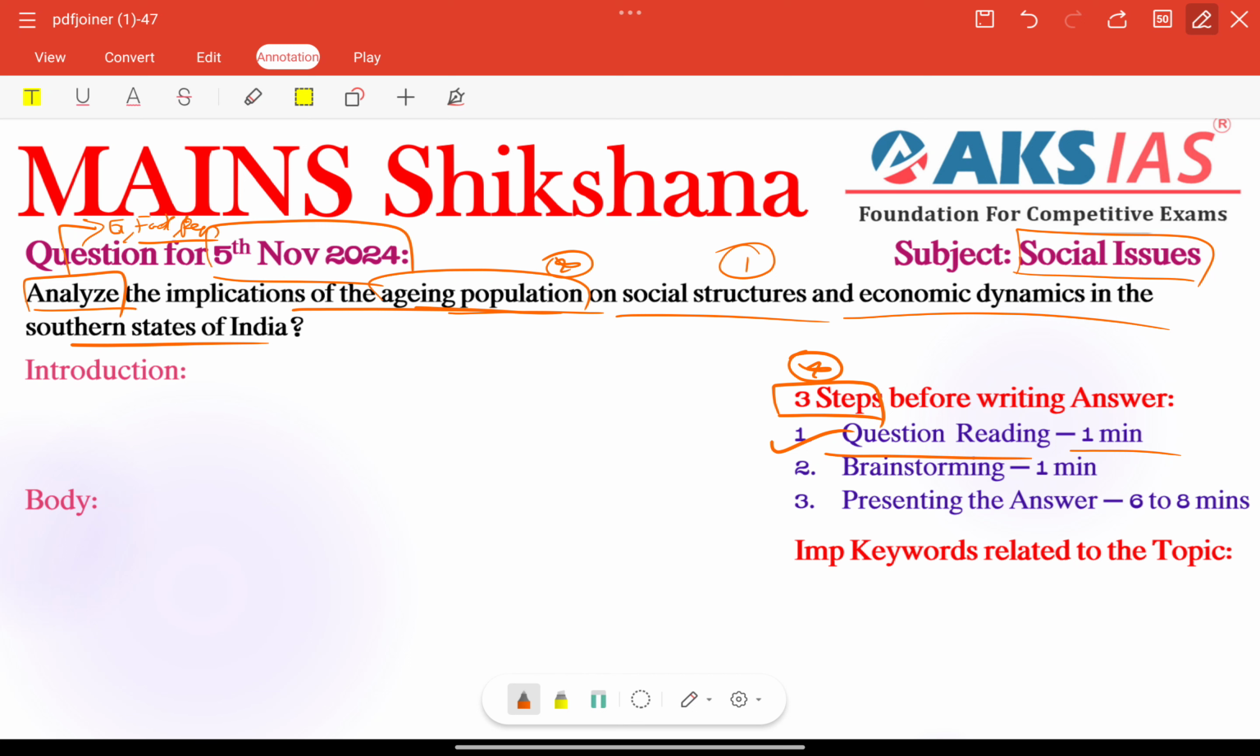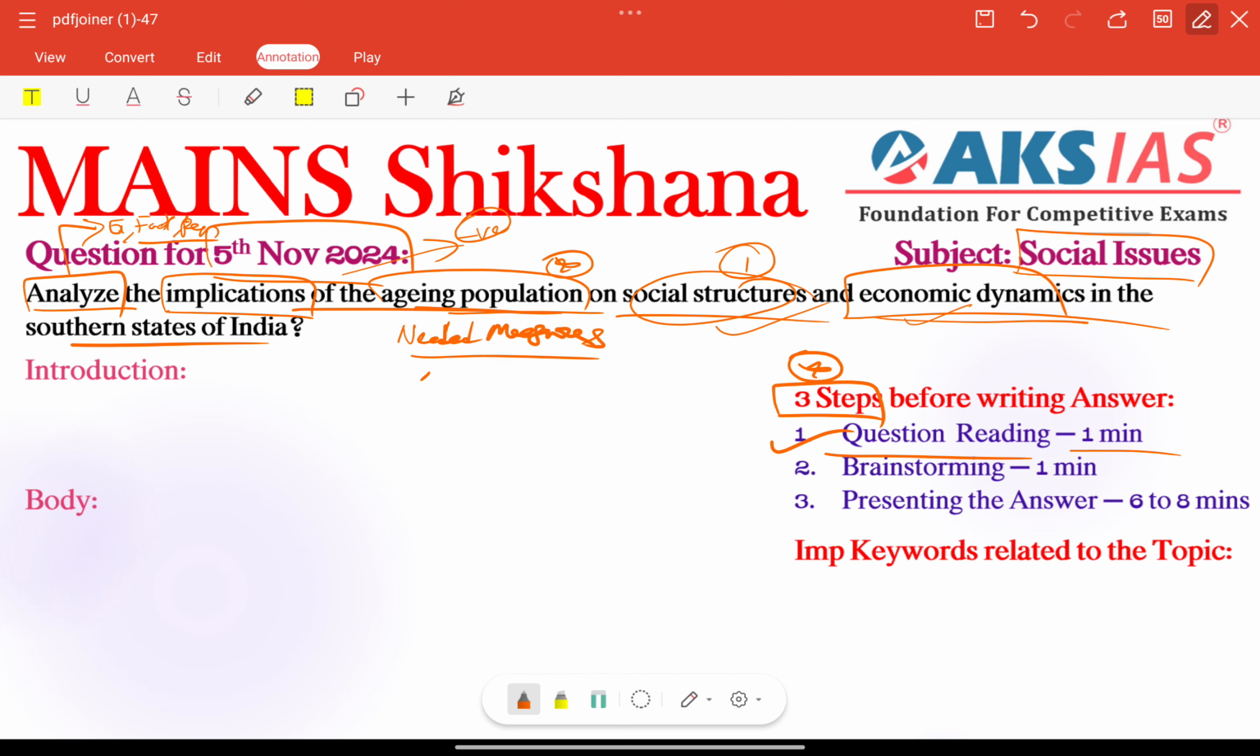So what are the important keywords? Implications means some important problems or important impacts, right? So impacts definitely related to aging population. We need to talk about negative impacts only, right? So on social structures and economic dynamics, we can divide them into separate keywords, in the southern states especially. Next we can add some needed measures before concluding our answer, right?